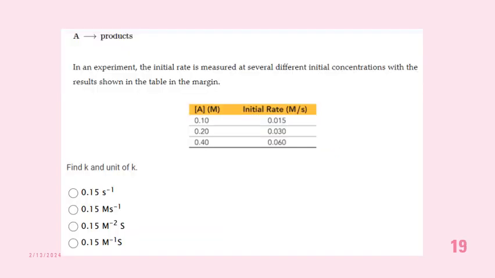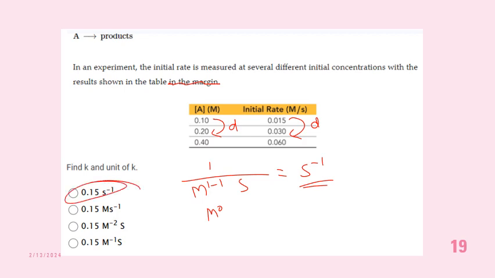And now the next question gives products in an experiment. The initial rate is measured in several different initial concentrations, with the result shown in the table. Okay, so then 0.1 changes to 0.2, that is doubling, 0.15 changing to 0.3 is doubling, so double, first order, and for first order it will be M to the power 1 minus 1, and the unit of time is second, so just second inverse, because it will be M to the power 0, so we don't have to put it in the unit. So the answer will be this one.